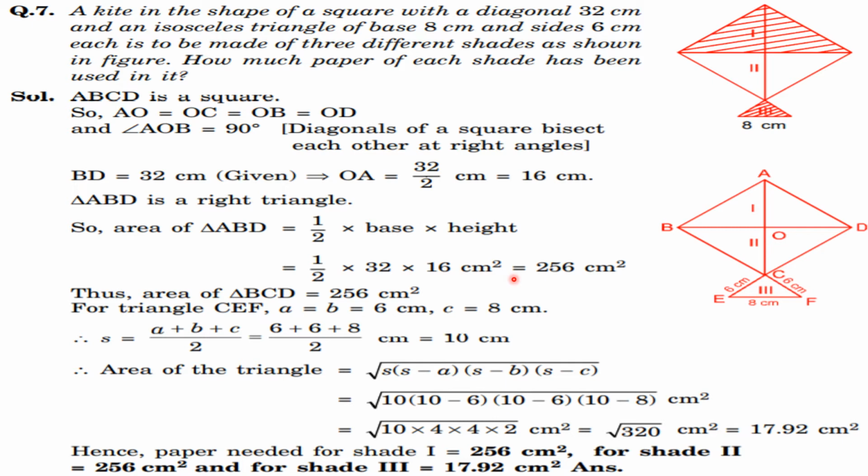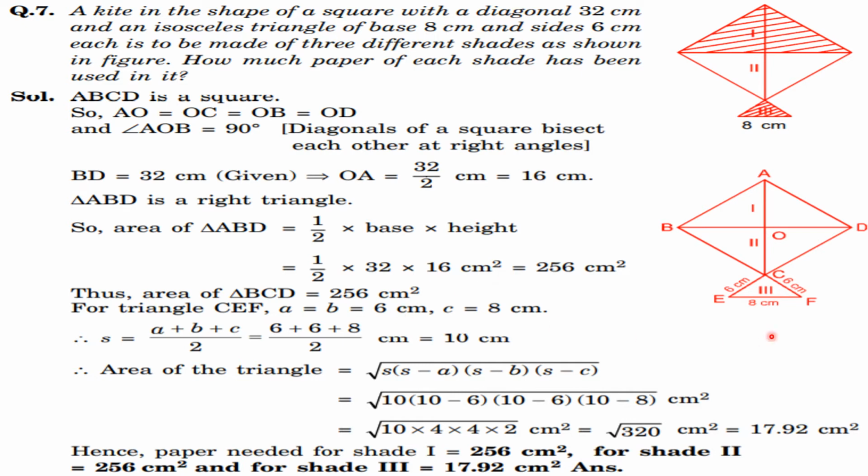That is equal to, by simplifying these numbers, 2 ones are 2, 16 times. Then what will you get? 16 into 16. What is the value of 16 into 16? 256 centimeter square. Thus, area of triangle ABD is equal to 256 centimeters square. Area of triangle ABD and area of triangle BCD both are equal. Therefore, area of triangle ABD is equal to area of triangle BCD. Both are of the same area, 256 centimeters square.